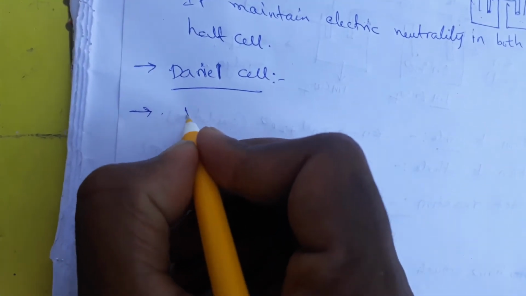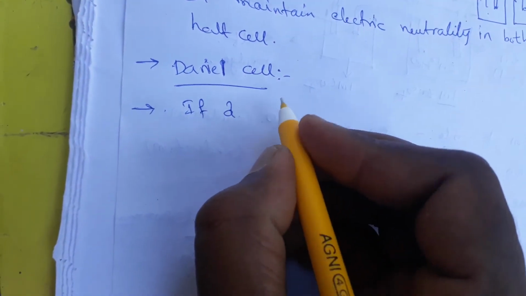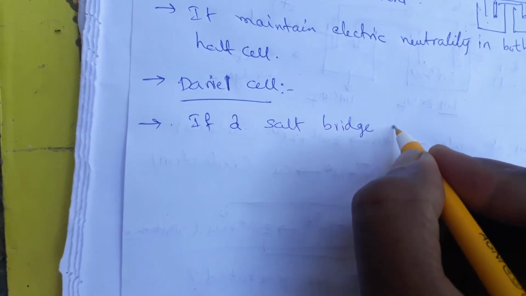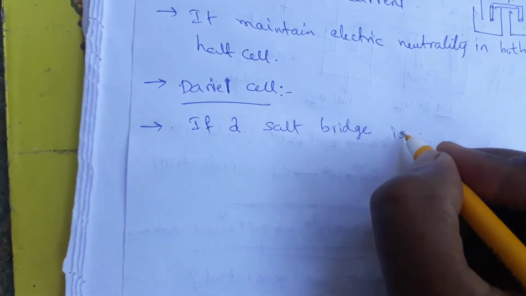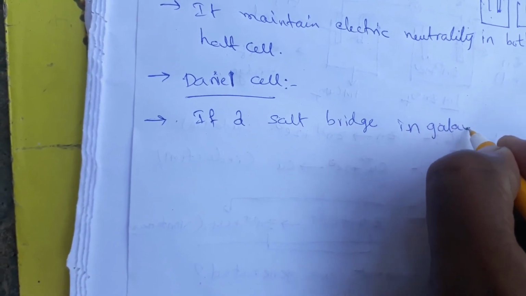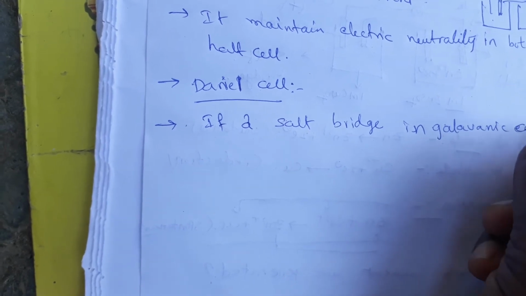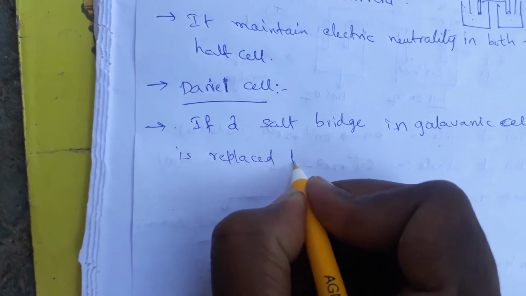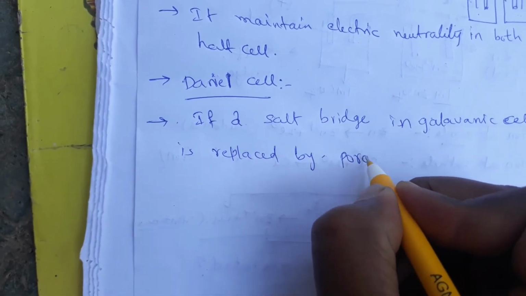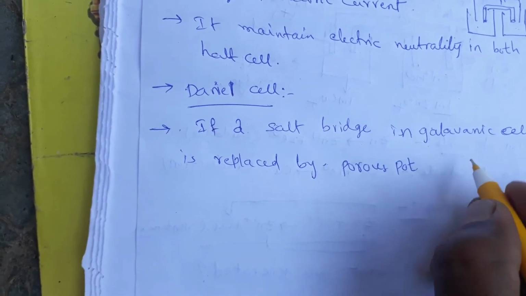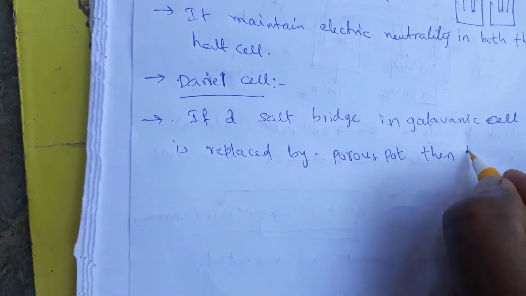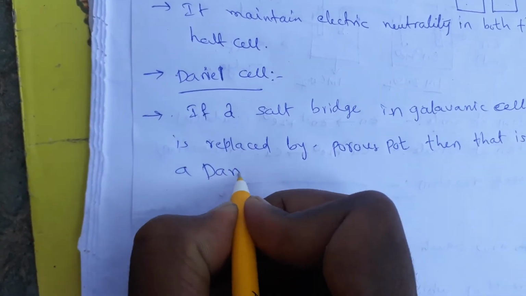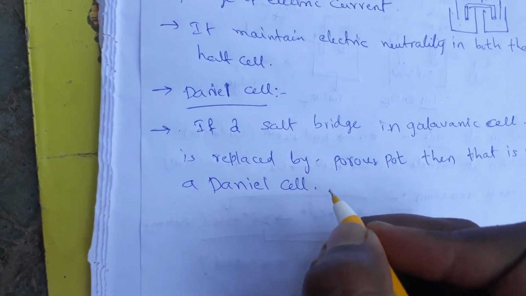So Daniell cell: if the salt bridge in a galvanic cell is replaced by a porous part, then that is called a Daniell cell. So that is called a Daniell cell. Simple it is.